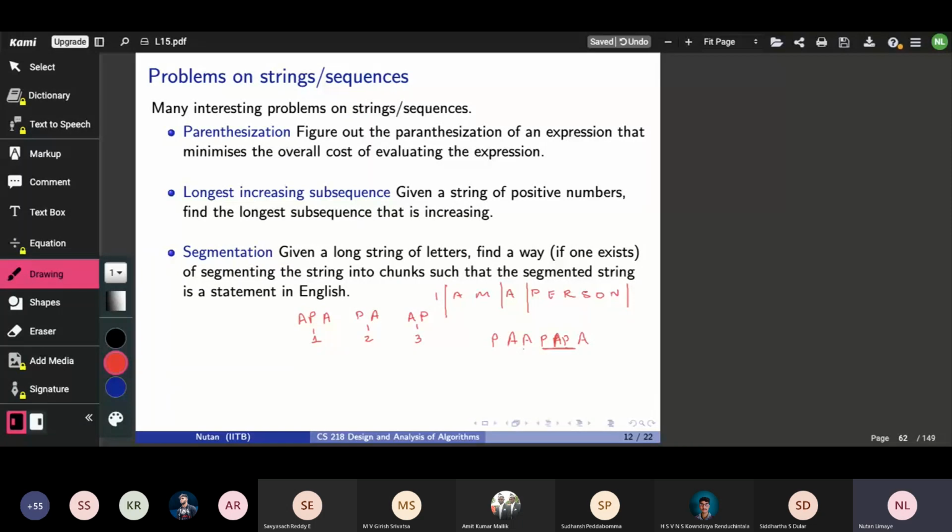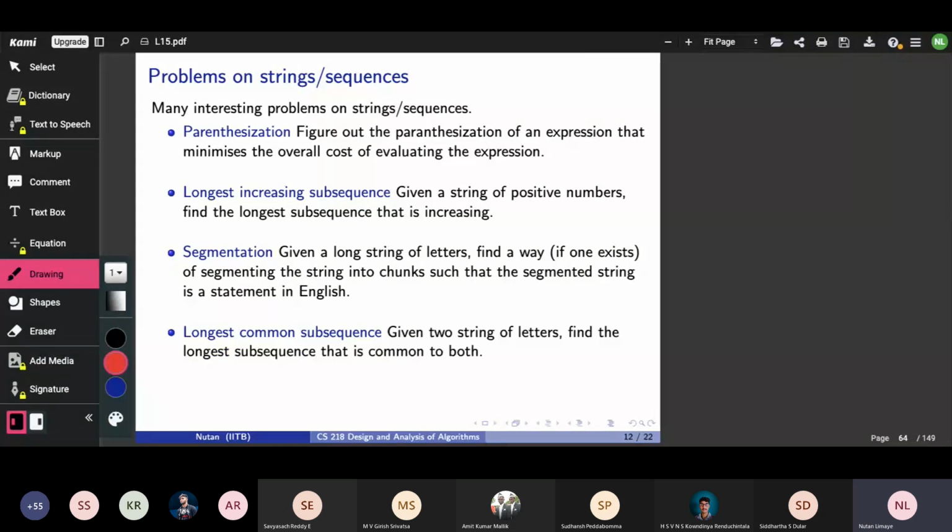So this is the segmentation problem. The longest common subsequence problem is similar to the longest increasing subsequence problem. It's also about subsequences. But here you are given two strings of letters, X and Y, let's say two strings of numbers or letters, and you're required to find the longest subsequence that is common to both.